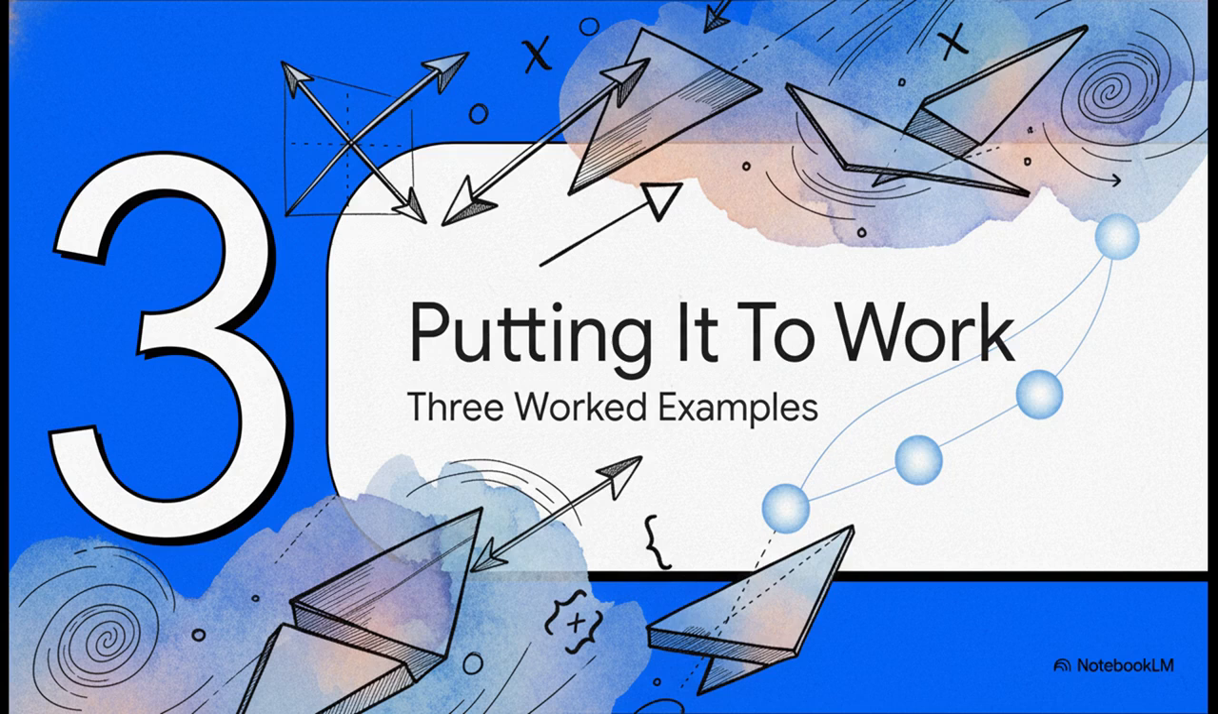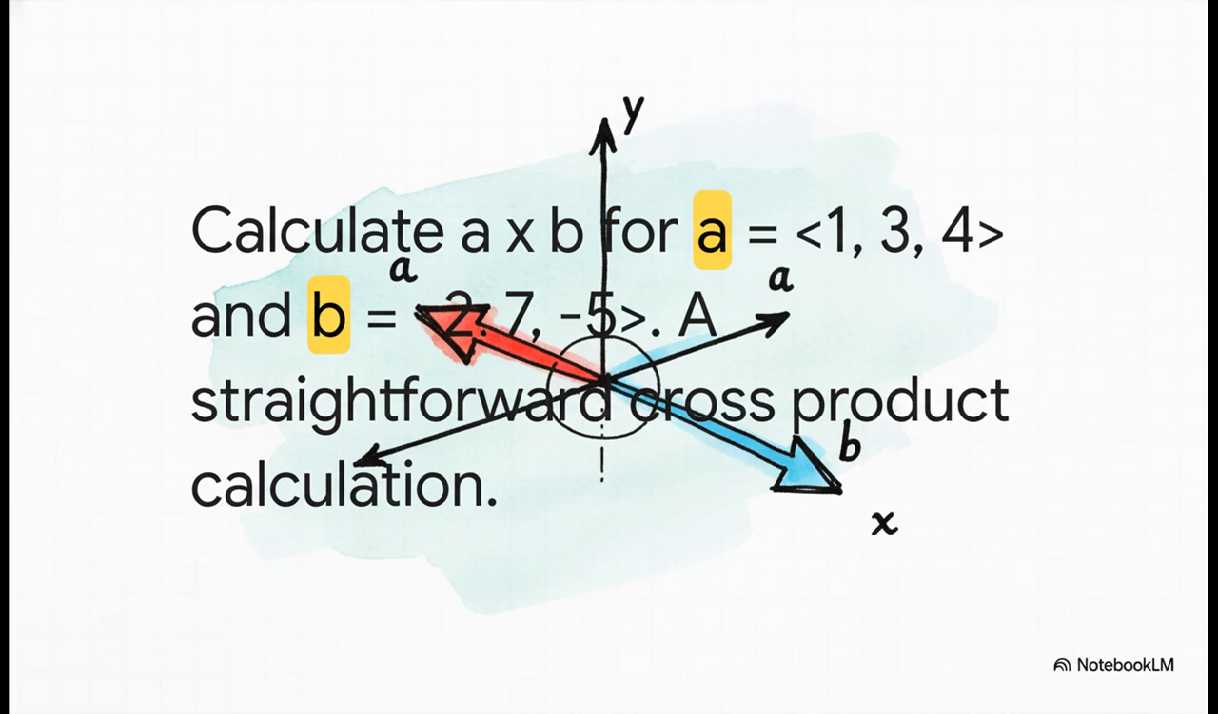All right, enough theory. The best way to get comfortable with this is to just do it. So let's put this formula to work. We're going to walk through 3 examples, and each one's going to add a little something new to our understanding. For our first one, we'll keep it pretty straightforward. Let's say we have vector A, which is (1, 3, 4), and vector B, which is (2, 7, -5). The goal is simple. Find their cross product.